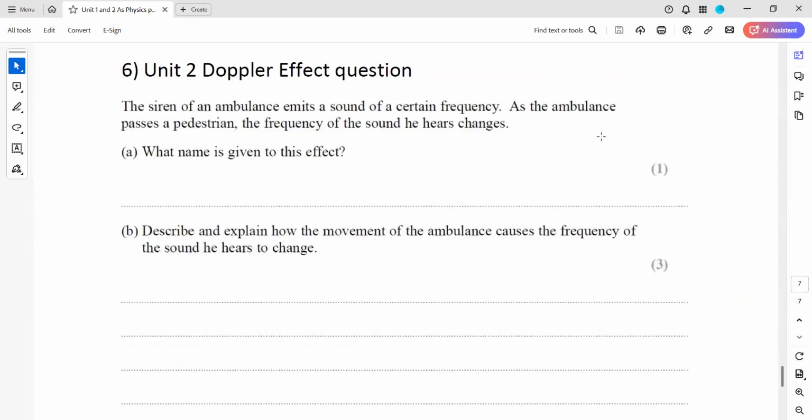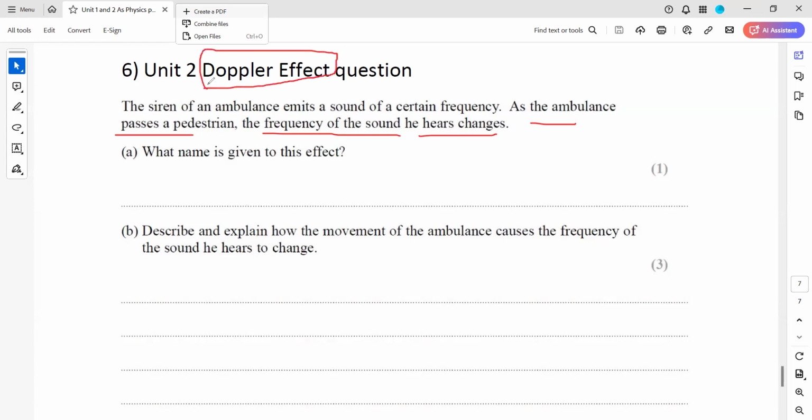This question is related to the Doppler effect, meaning the relative change in frequency or wavelength as the object is moving towards or away. A siren of an ambulance emits a sound of a certain frequency. As the ambulance passes the pedestrian, the frequency of the sound he hears changes. State the name given to this effect. We call that the Doppler effect.